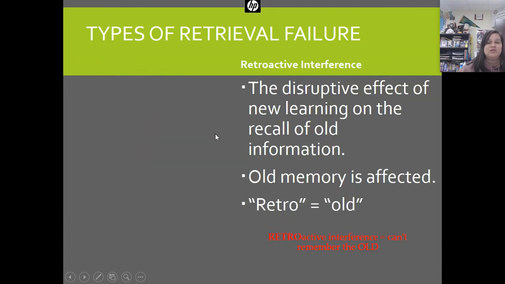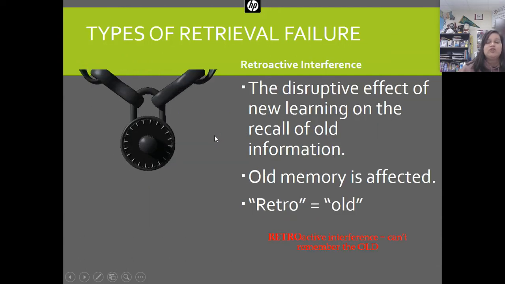That's proactive interference. With retroactive interference, you can't remember the old information. Retroactive interference, can't remember the old. So maybe you got a new locker. Now you remember your new locker combination, but you can't remember the old one. The old memory is affected.